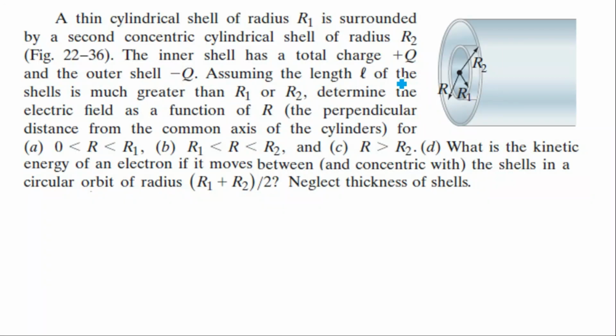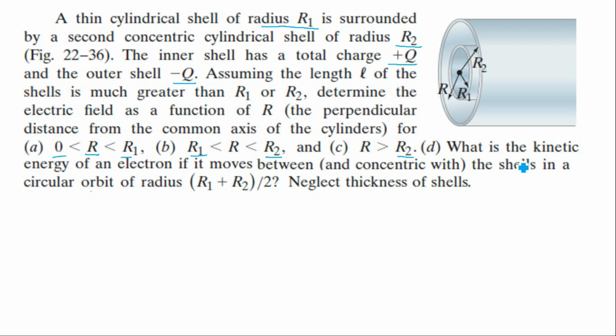We are given a thin cylinder, a shell of radius r1, surrounded by another concentric cylinder of radius r2. The inner shell has a total charge of plus q and the outer shell has a total charge of minus q. We have to find the electric field at various points.